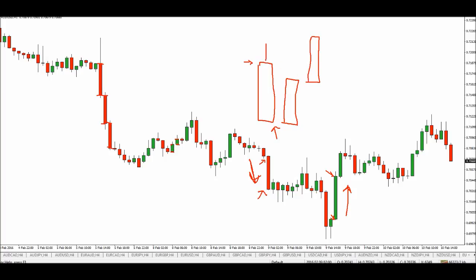So what are these wicks that appear above and below the candles? We have upper wicks that are above the candle bodies and lower wicks that are below the candle bodies. These candle wicks are basically a footprint created by price. They tell us where price was throughout the life of the candle.